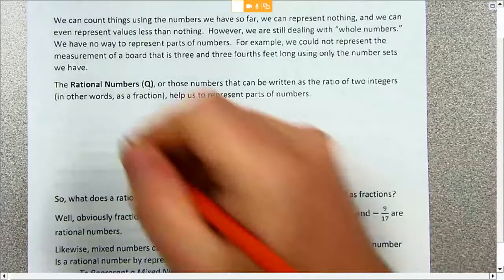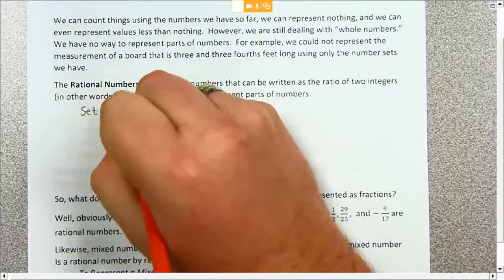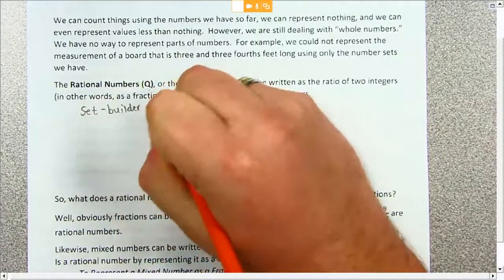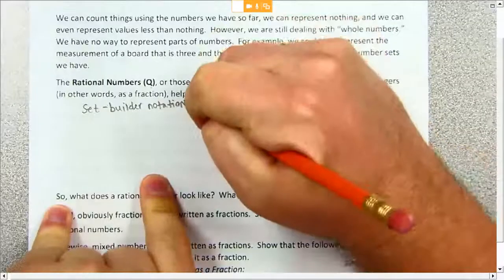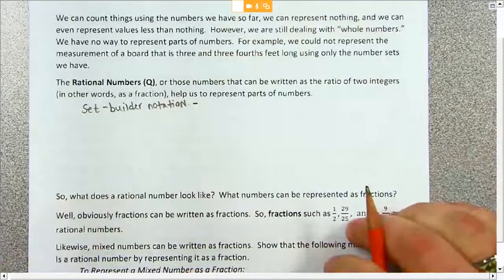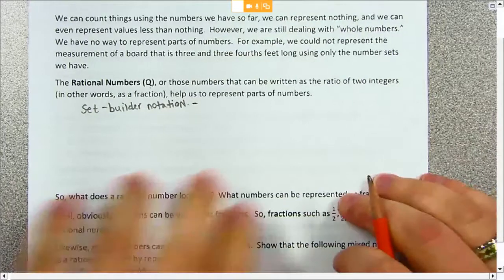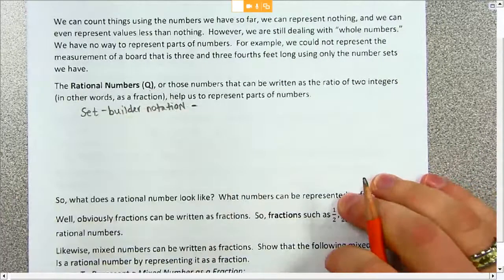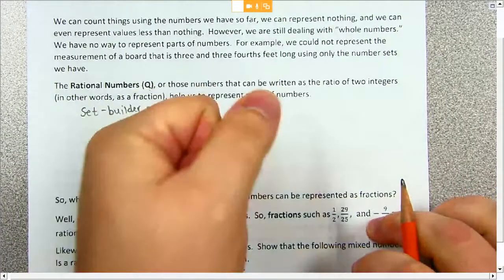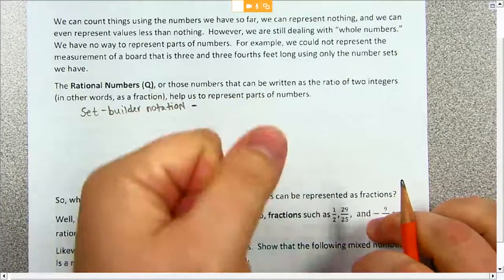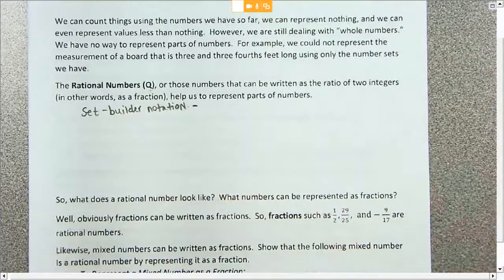So we're going to call this way set builder notation. Set builder notation basically gives you a way to build the set. If I had a pile of numbers, once I represent the rational numbers in set builder notation, I could pick up a number and judge it according to my set builder notation. If it matches that, I put it in the set. If it doesn't, I throw it out.